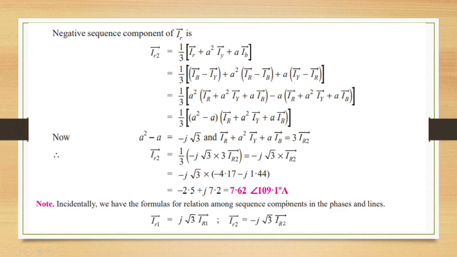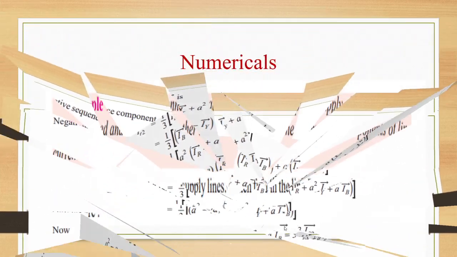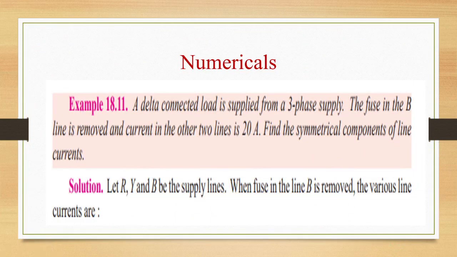So we have the formulas for the relation among sequence components in the phases and lines. Line IR1 is J root 3 times phase IR1, line IR2 is minus J root 3 times phase IR2. Next numerical.